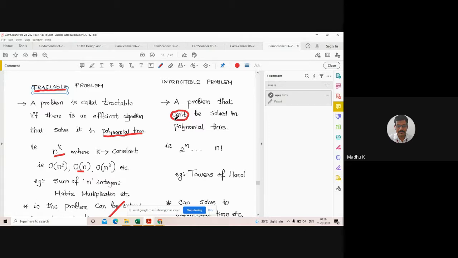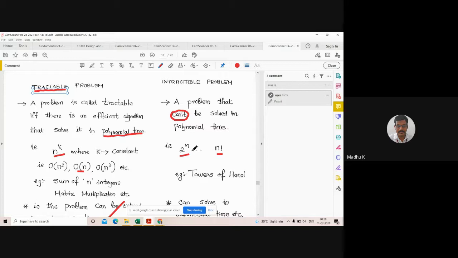Okay, that type of problems are called intractable problems. For example, you can note here, the complexity will be exponential, 2 raised to n, or factorial, etc. In the first or second module, we studied different types of algorithms. Based on the time an algorithm will take, we can classify algorithms.